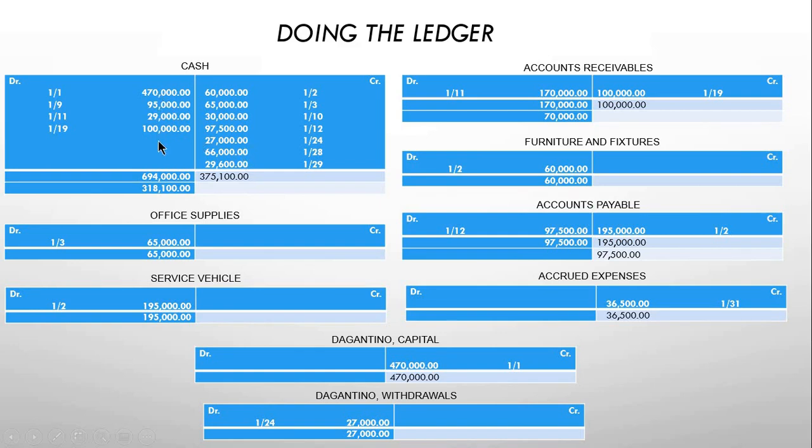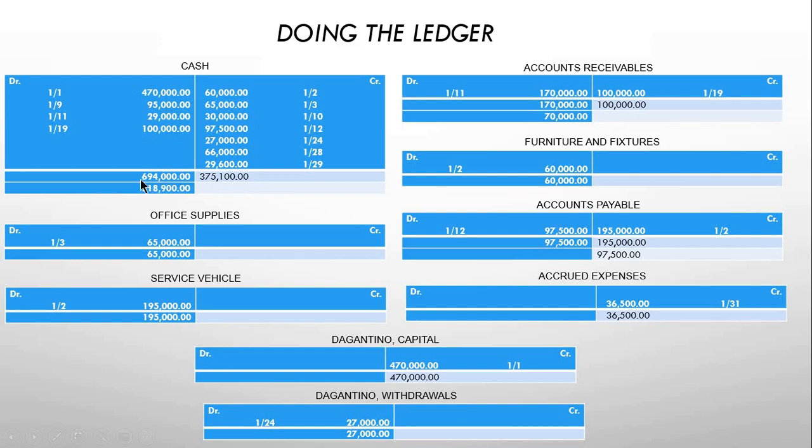So, yung sinasabi na footing, i-add mo lang lahat. No? Add. And you get, the total of this one is 694,000. Tinotal din natin yung credit. The total is 375,100. Okay?